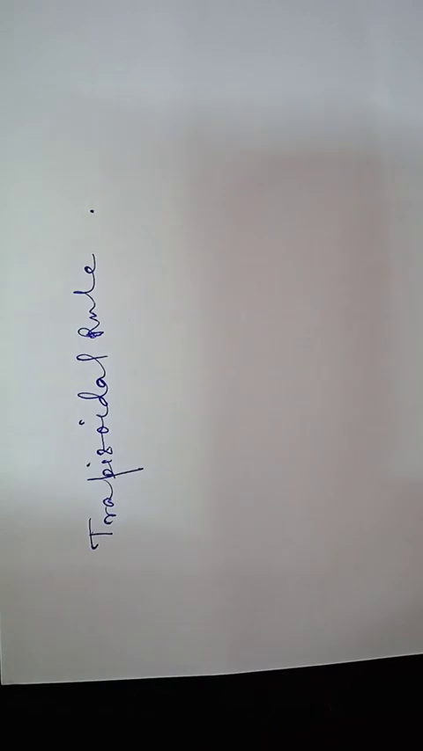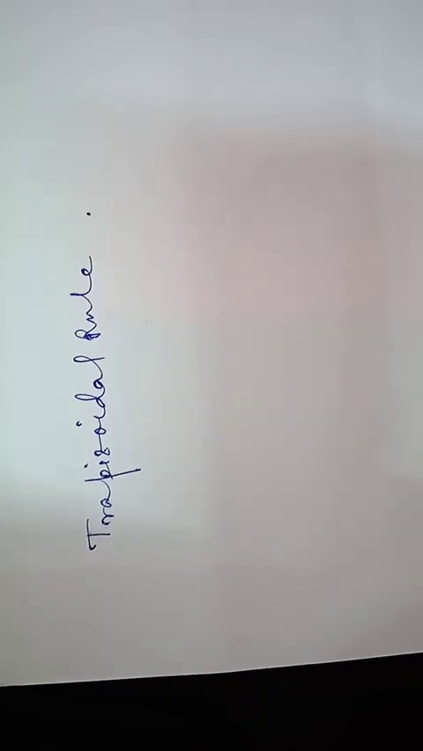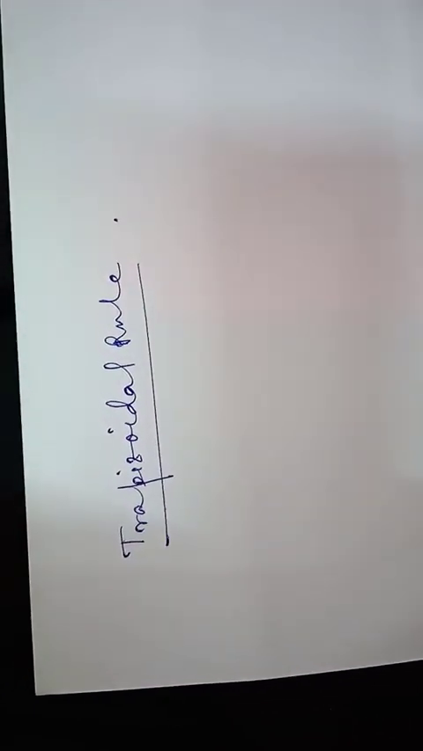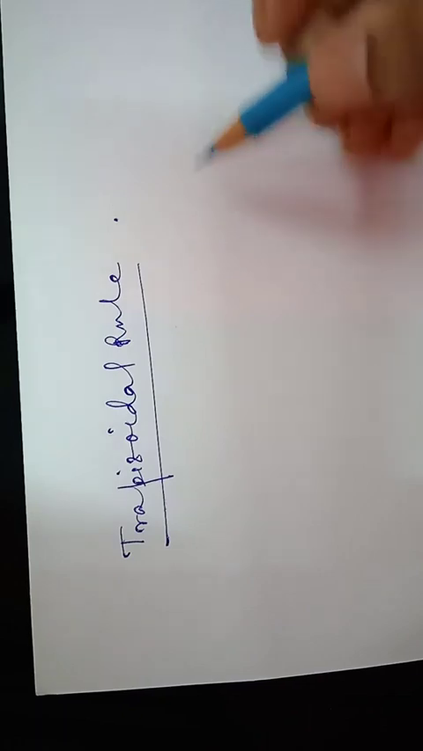Our topic is the trapezoidal rule. We know that we use the trapezoidal rule to find the integration value. Now we need to do it in C programming code. So first, recall what the trapezoidal rule is. For the trapezoidal rule, you have to find the value of some integration.